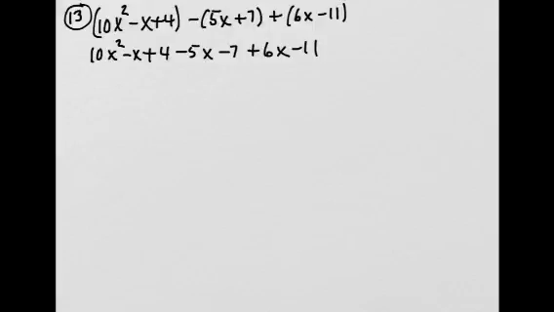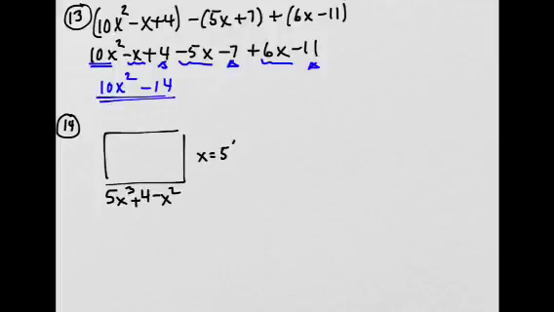So the highest degree here is 2, a quadratic, so there's only one of them. So just bring it down. Then we've got the negative x, the minus 5x, and the positive 6x, so they cancel out because the first two give you negative 6x plus 6x, that's 0. And so now we're going to look at the constants, negative 7 and negative 11. So that's going to give you negative 3, 4 minus 7 is negative 3, minus 11 is negative 14. So there's the answer right there.